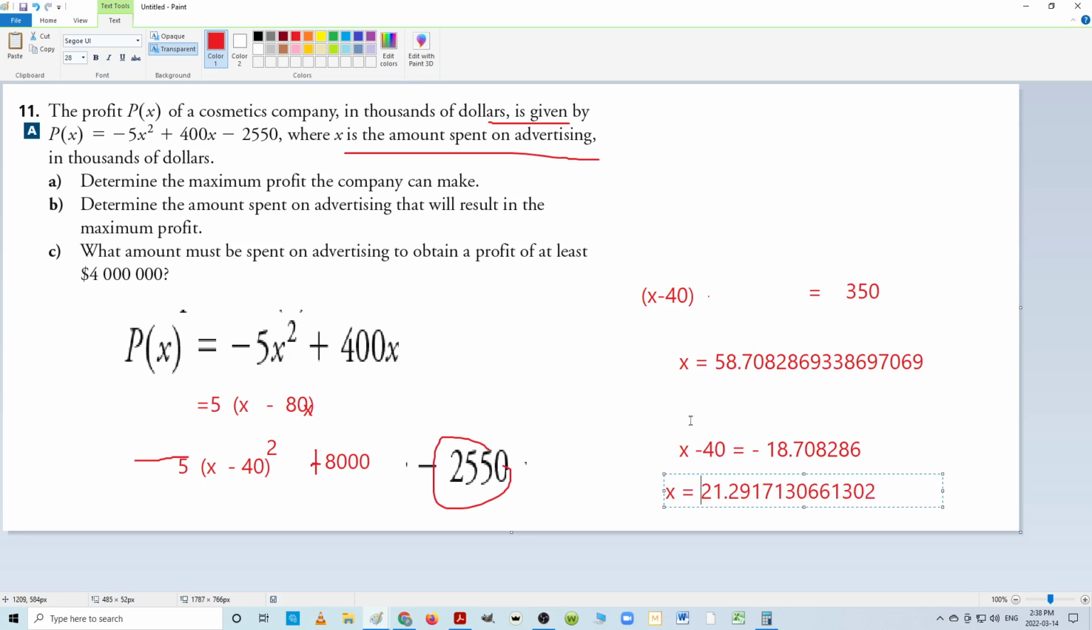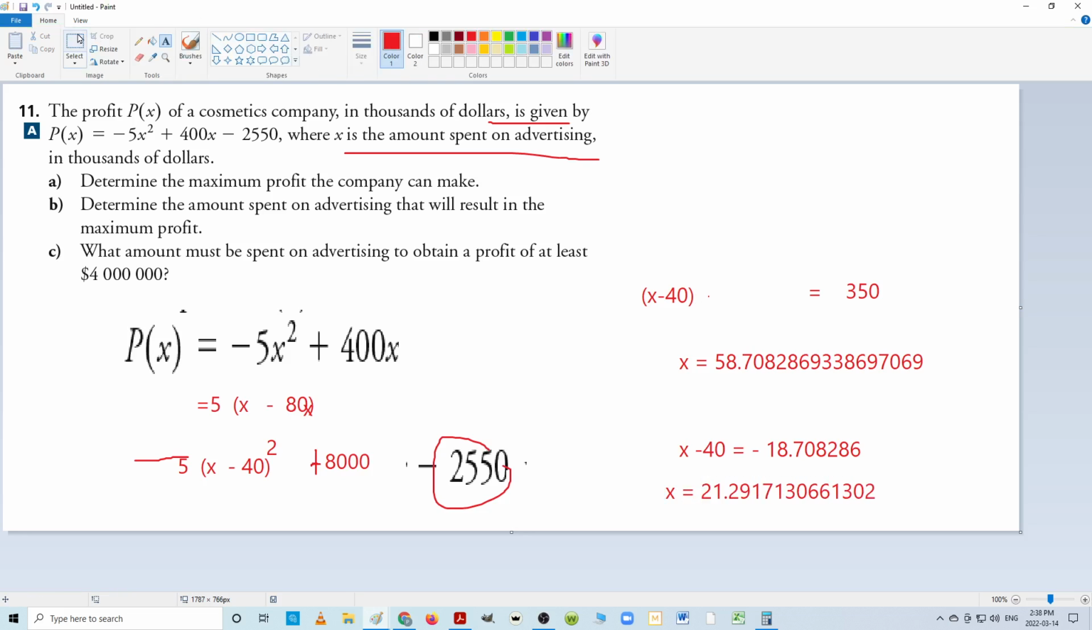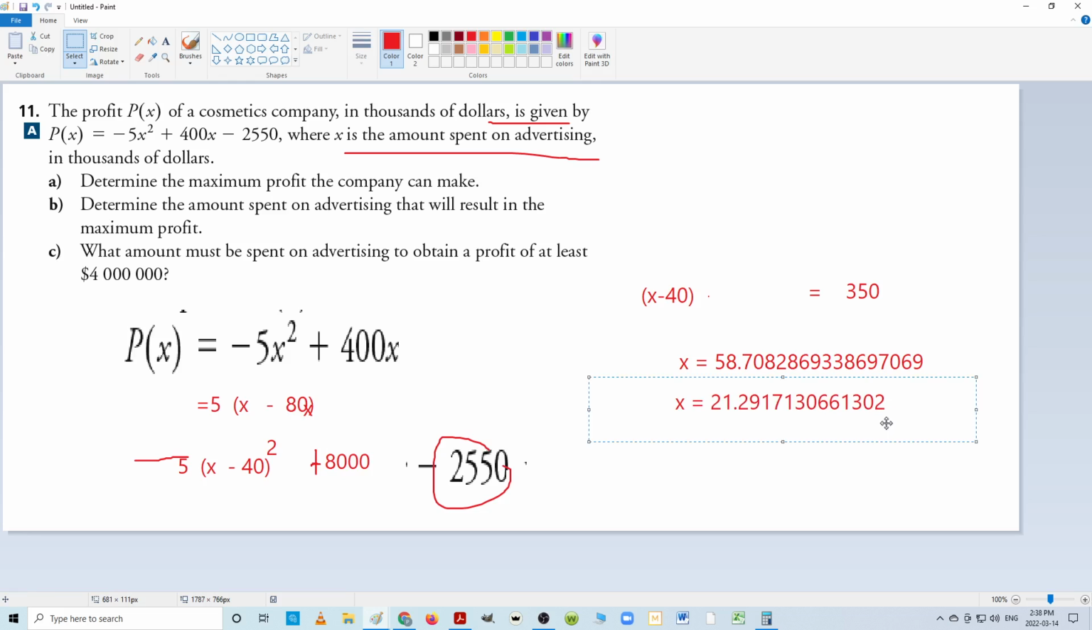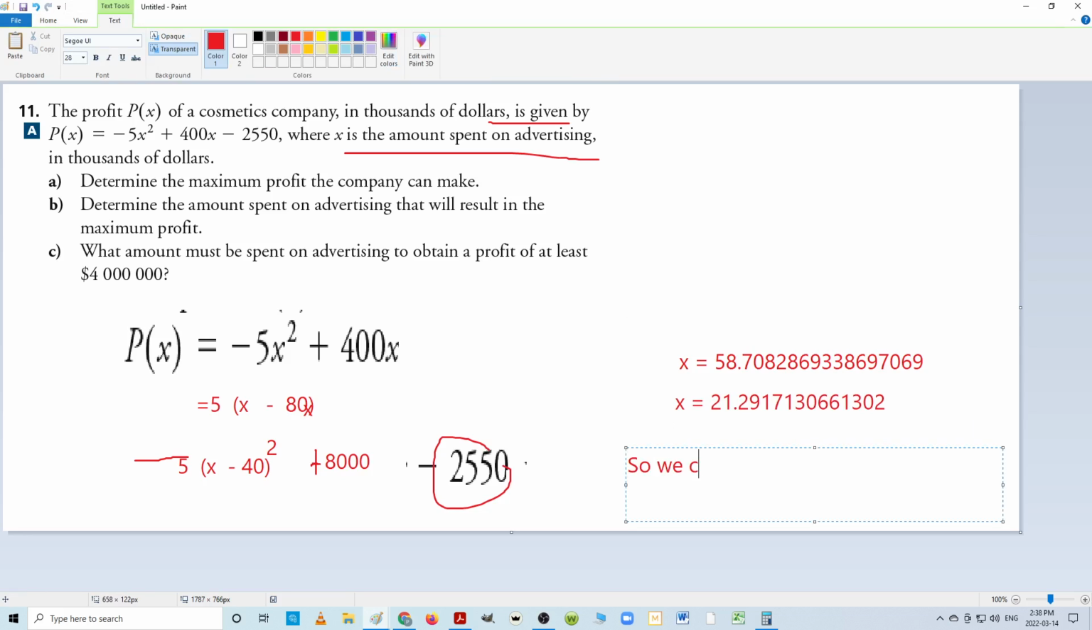So we can see these are the two possible x values to achieve a profit of $4 million. However, remember that all the x values have to be multiplied by 1,000. So we can spend $21,291.71, or we can spend $58,708.29. Which one would you rather spend?